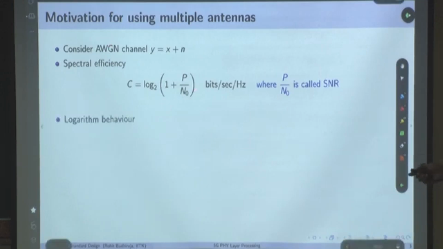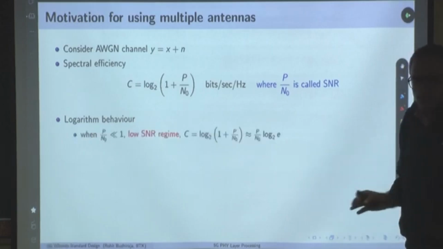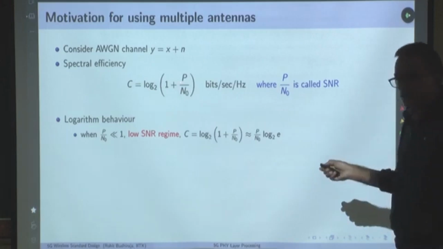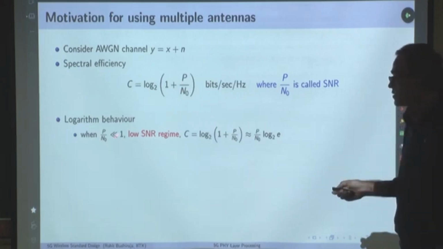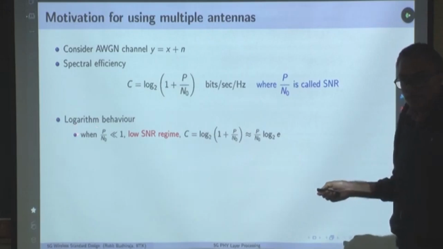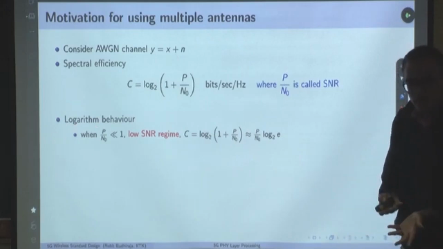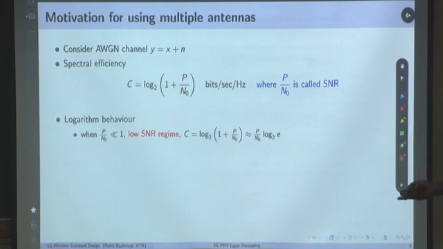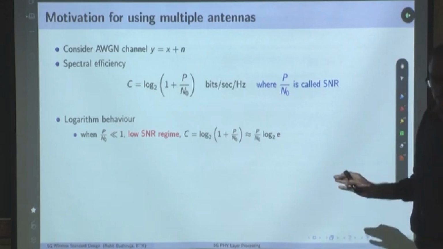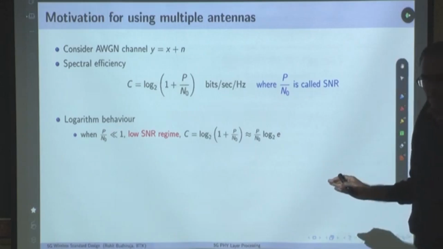Now, how does logarithm behave? We did not talk about this earlier. Consider the case where P by N naught is much less than 1. What are we saying here? The SNR value is much less than 1. P by N naught is a ratio; it can be greater than 1, it can be less than 1, and it cannot be less than 0, since it is a ratio of 2 powers. So we call this the low SNR regime.